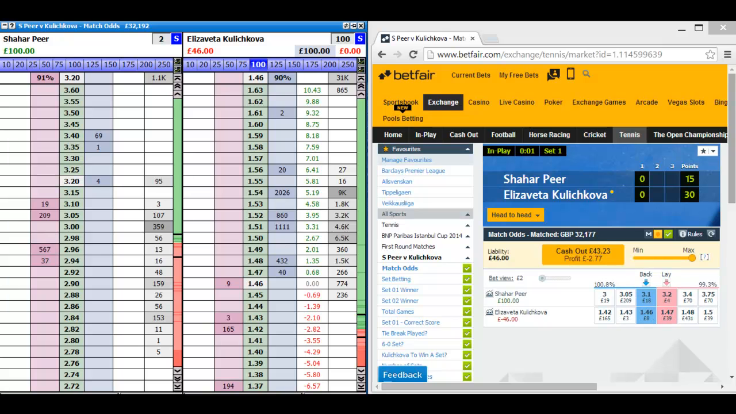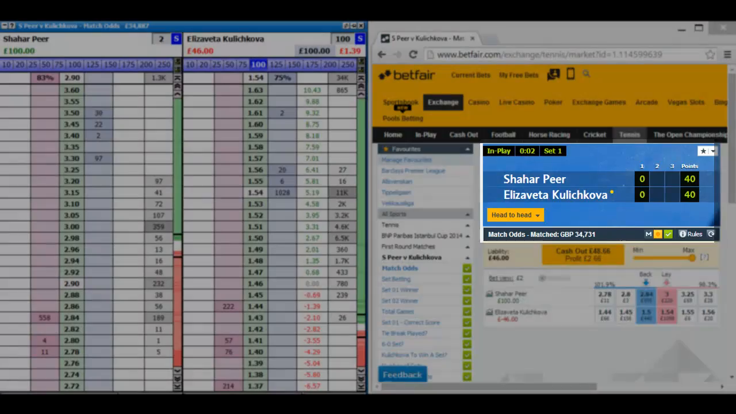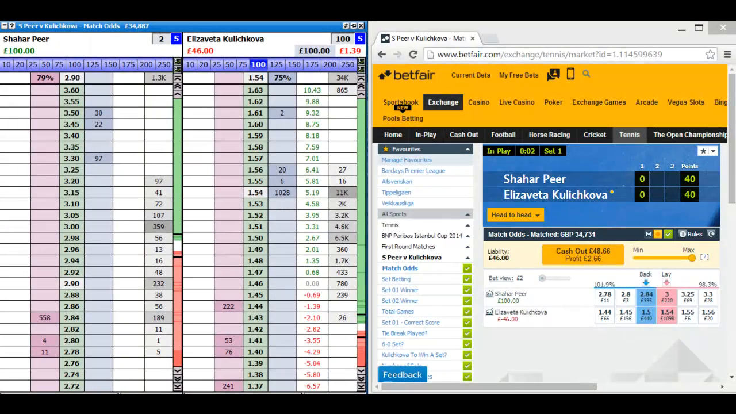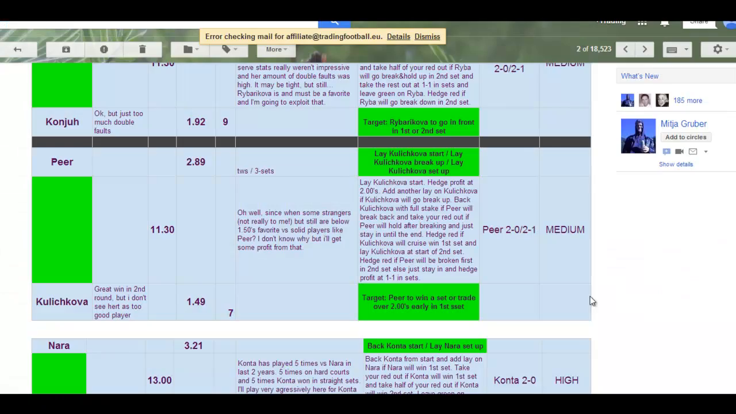Shahir Peer against Elizaveta Kulichkova, and our £100 lay has been matched at 1.46. What we're hoping for really is that the underdog Peer will take an early grip on the game, perhaps even break serve. Throughout this video we'll be constantly referring to the in-play strategies that we need to apply for this particular match.